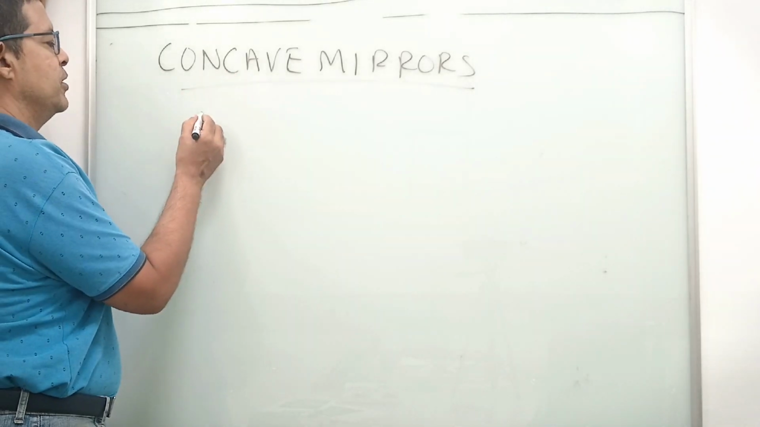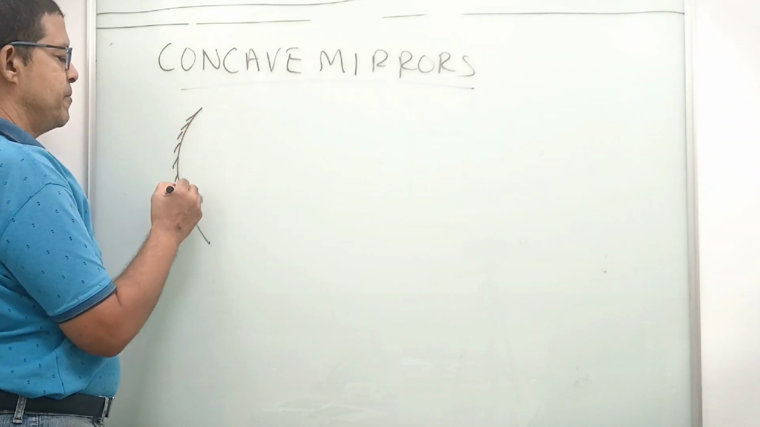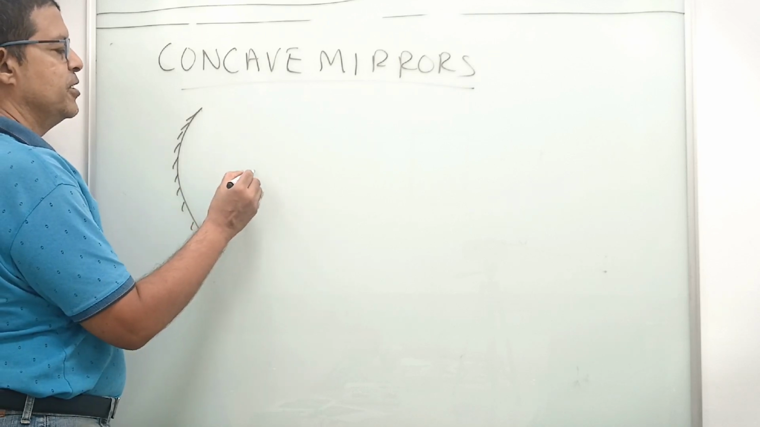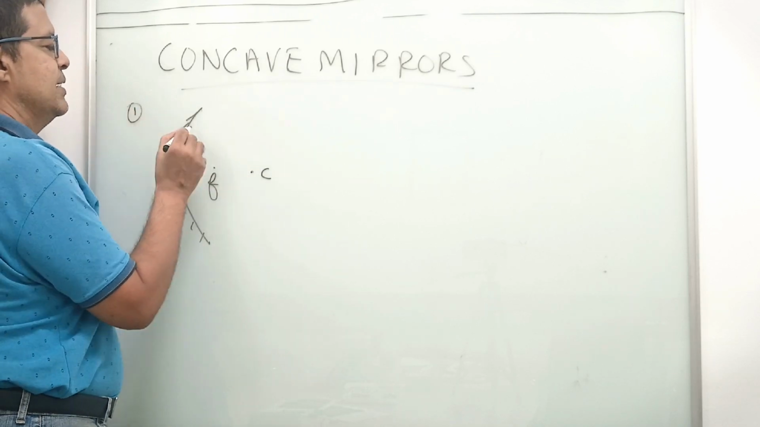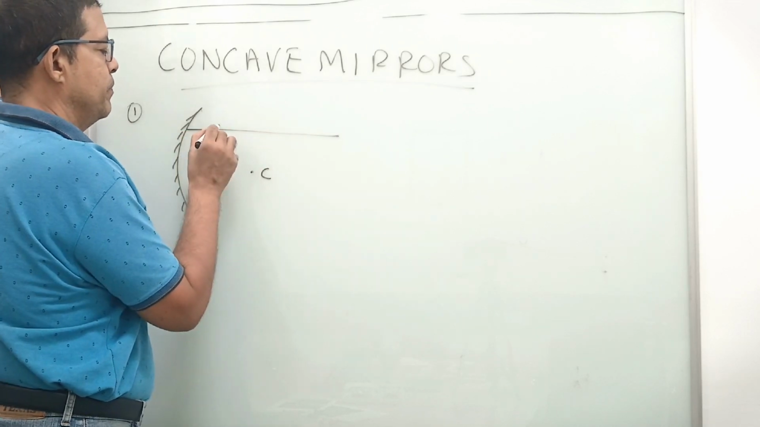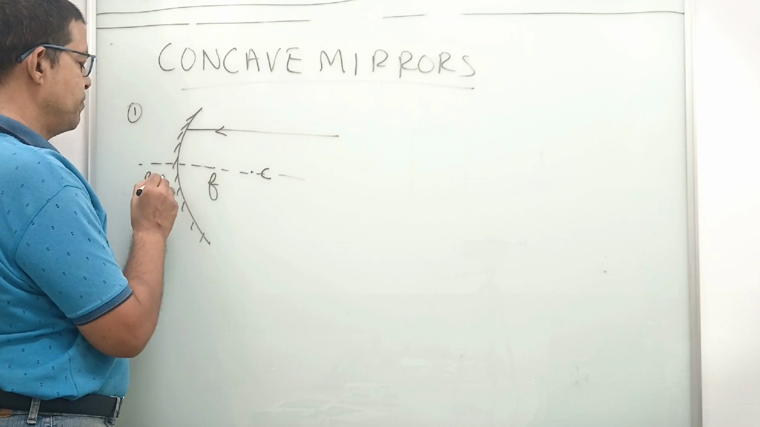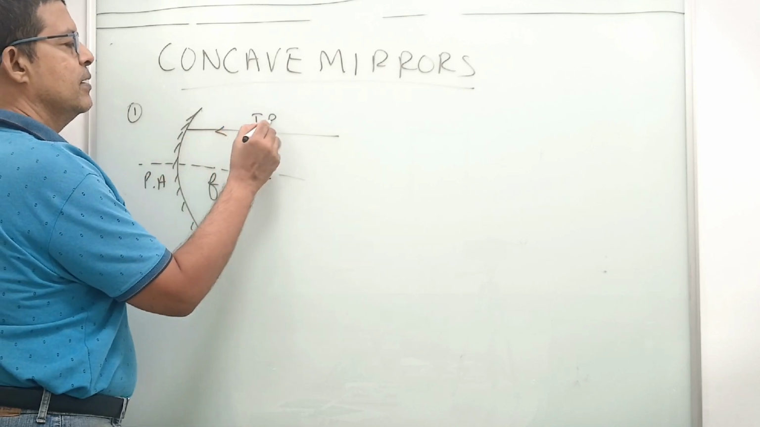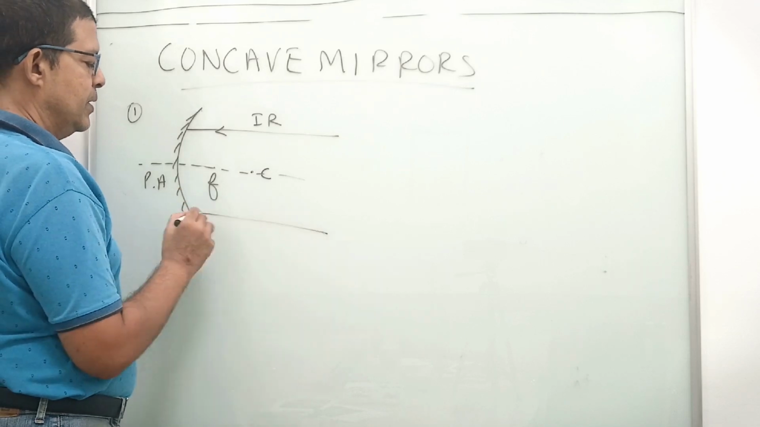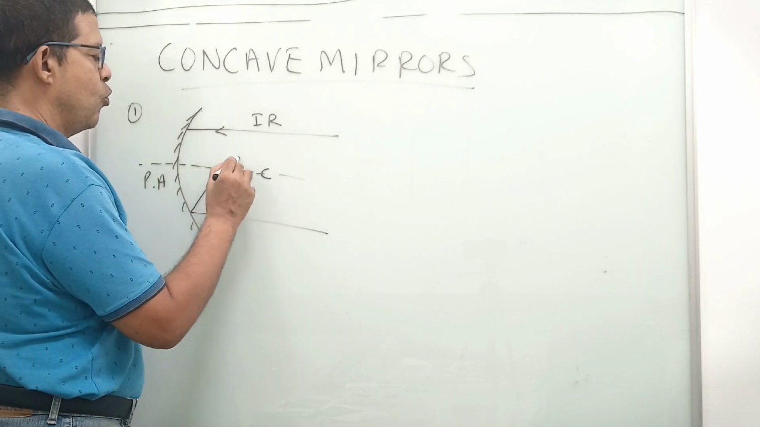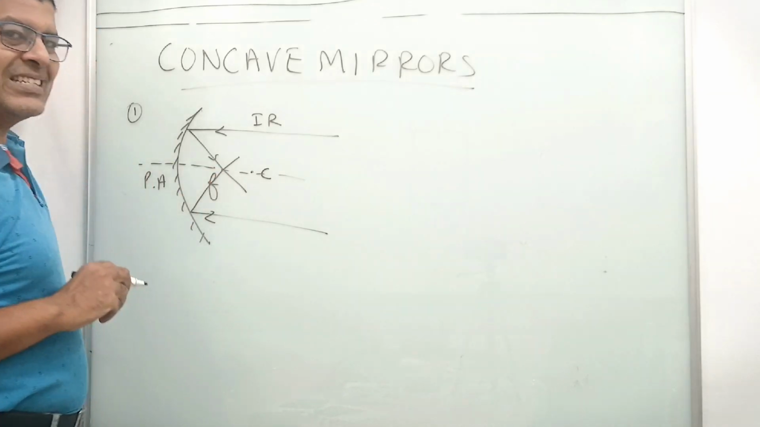So we have a concave mirror. This is the concave mirror which is polished on the outside. Right? This is the center. This is the focus. So the first rule states that if a ray of light coming parallel to the principal axis, this is the principal axis, the ray of light comes incident onto the mirror, then it will reflect via the focus. This is the first rule.